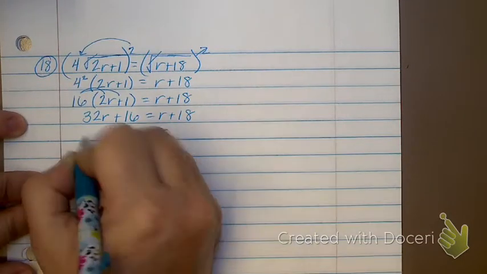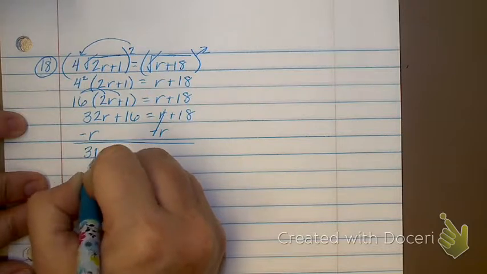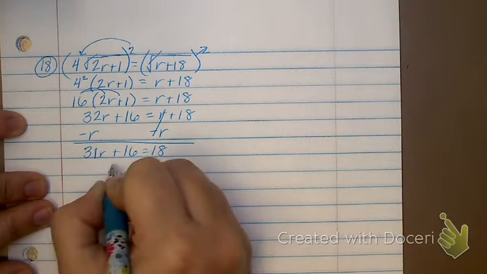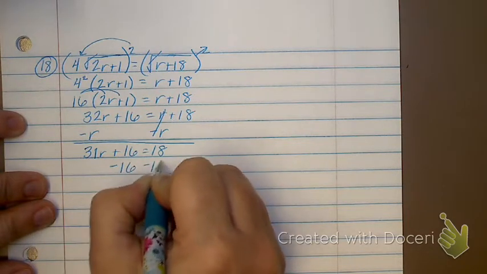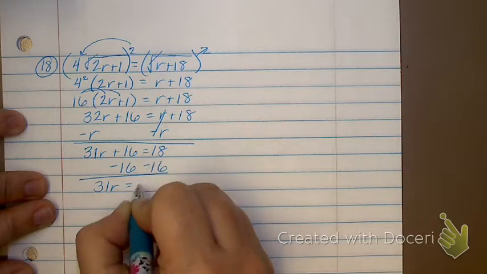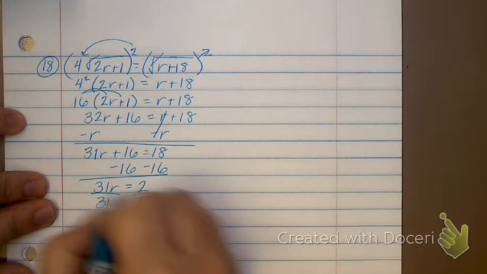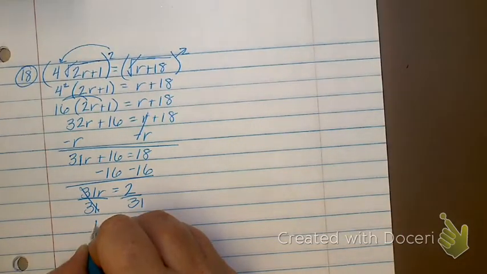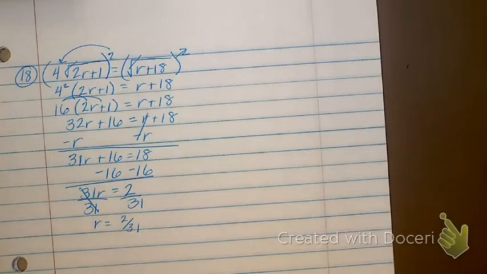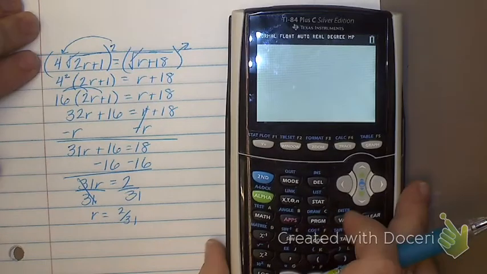Getting my r's together, I'm going to subtract r. 31r plus 16 equals 18. Move that 16. 31r equals 18 minus 16 is 2. And I get r equals 2 over 31. Yes, this answer is completely ugly, but let's check it out and see if it works.